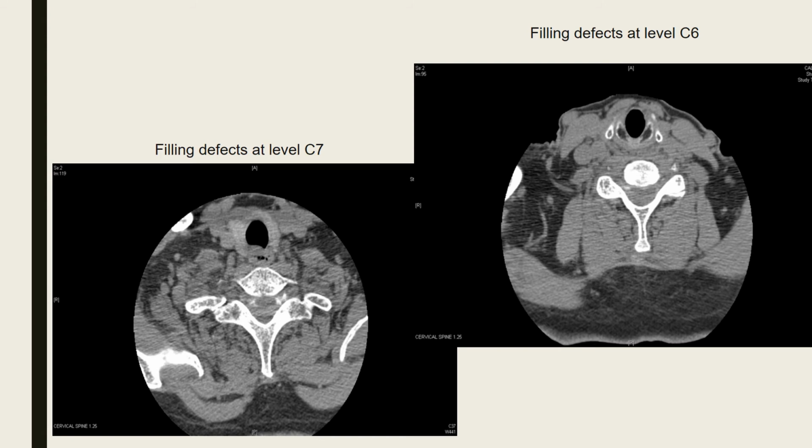Here are more images. The one on the right is showing filling defects at level C6, as well as the bottom one on the left, which shows filling defects at level C7.